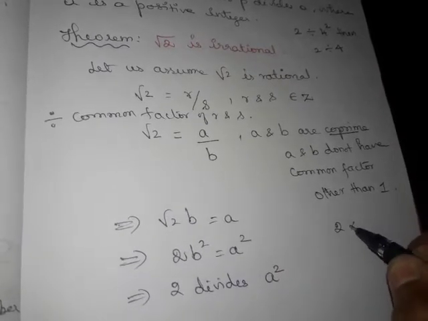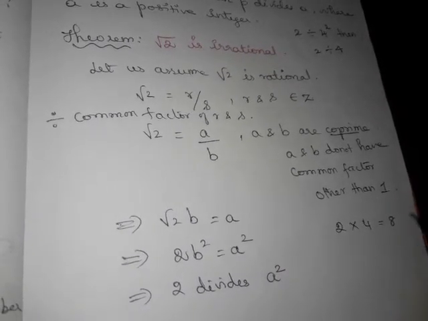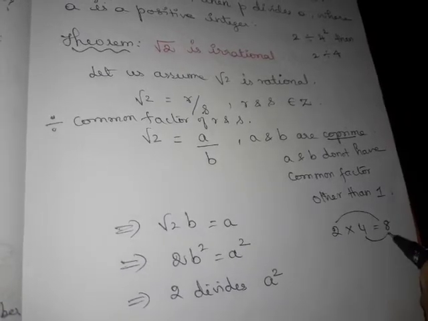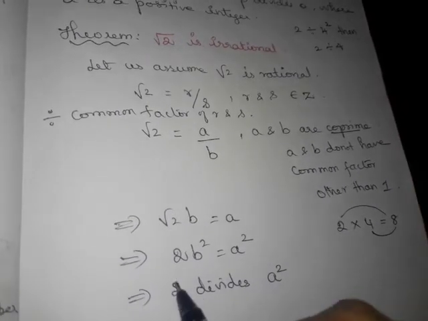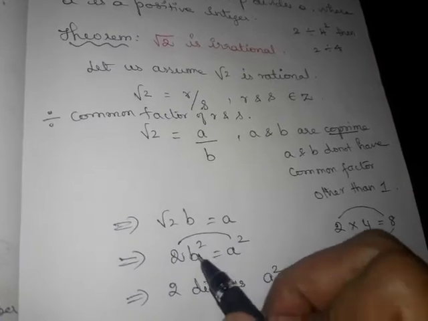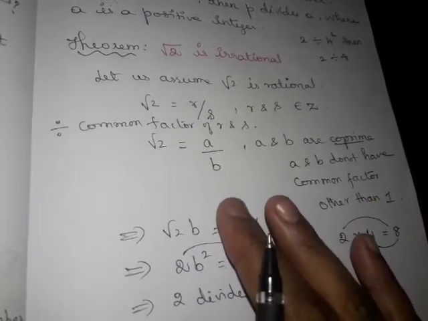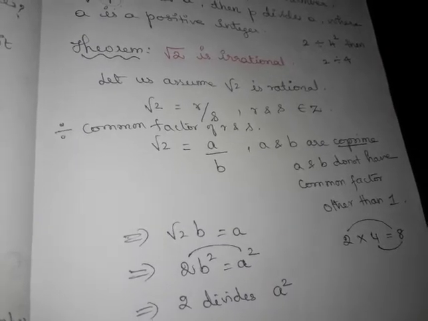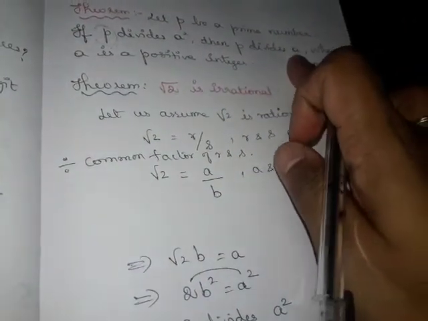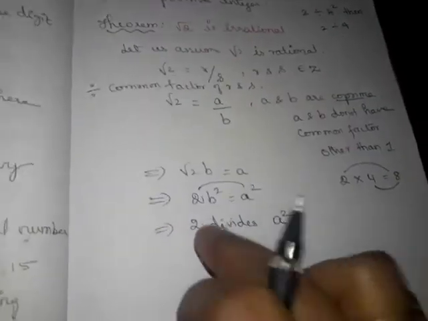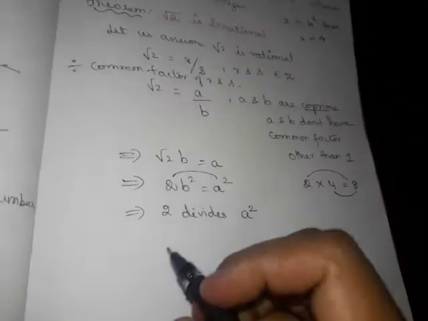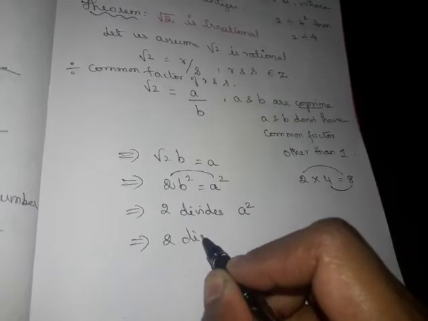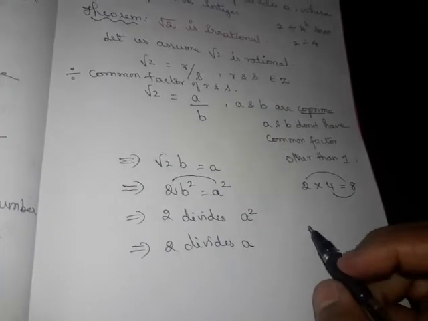If I write 2 into 4 is equal to 8, what does it mean? 2 divides 8 and 4 divides 8, right? The same way here, 2 divides A square as well as B square divides A square, but I don't want that now. Whatever I need, I am going to pick it. So 2 divides A square. According to this theorem, if 2 divides A square, then 2 will also divide A, if 2 is a prime number. Yes, here 2 is a prime number, therefore this implies 2 divides A, right? So mark this as 1 and keep it aside.